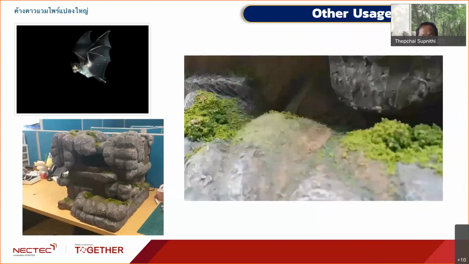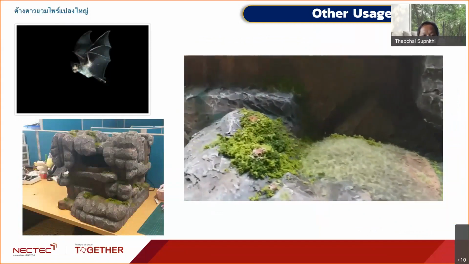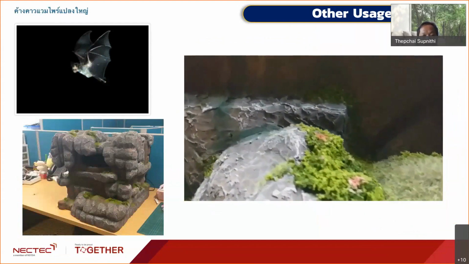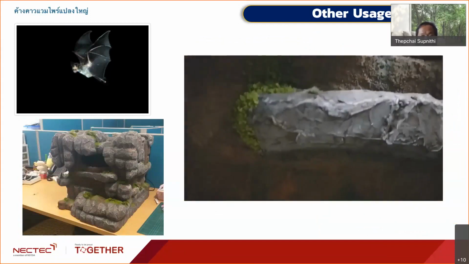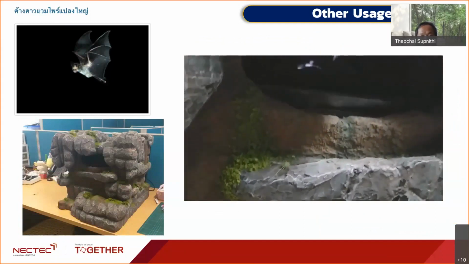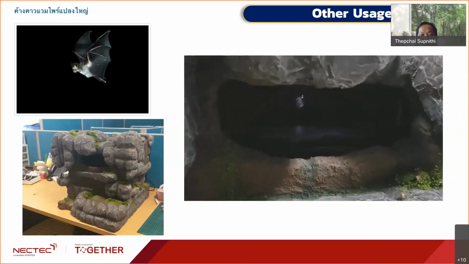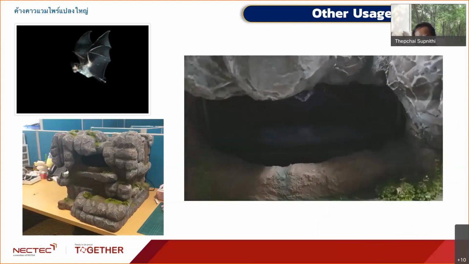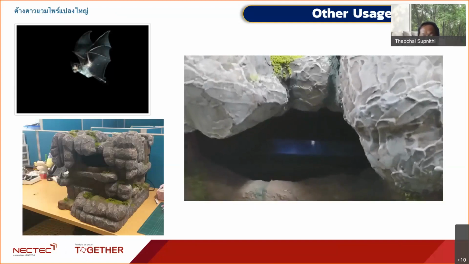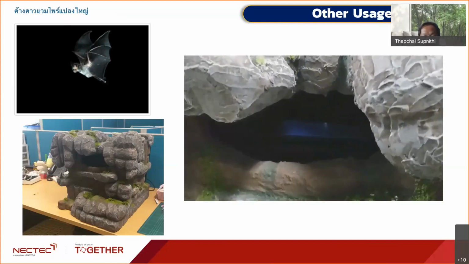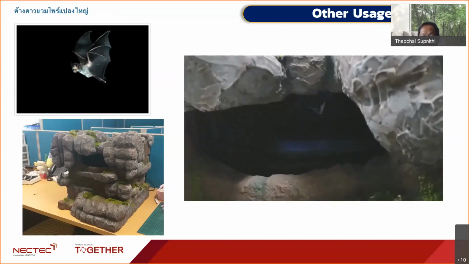I can show you the scenery of this. Okay, can you see this? This is the imagination in the geopark, and they try to image the bat, some specific bat type in our geopark area. This one they use a hologram.